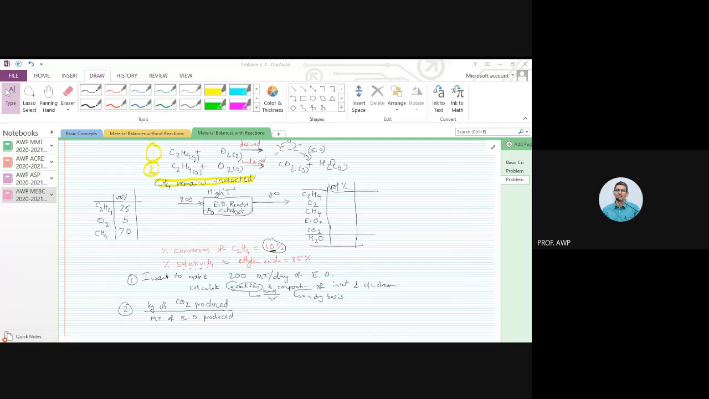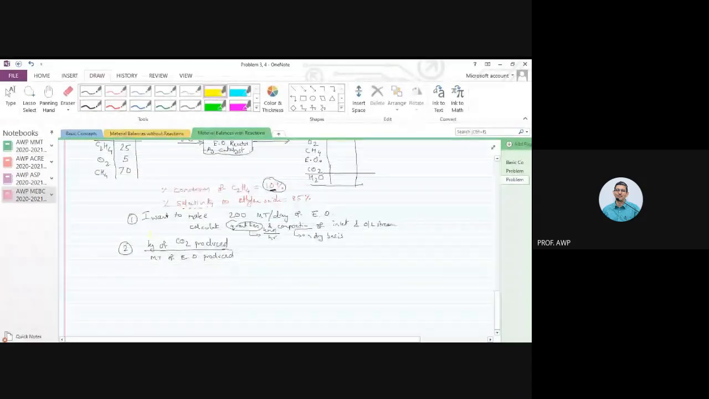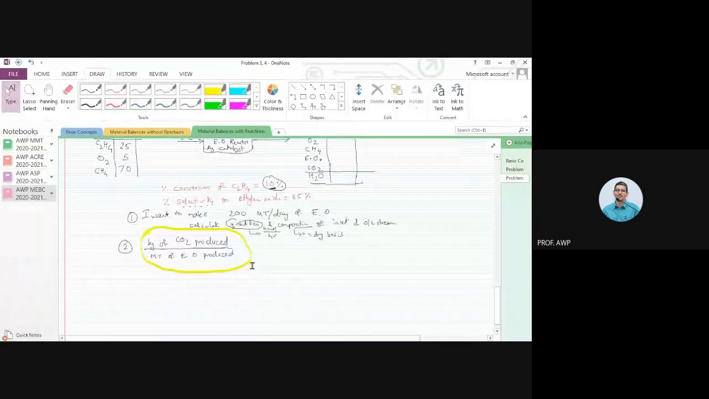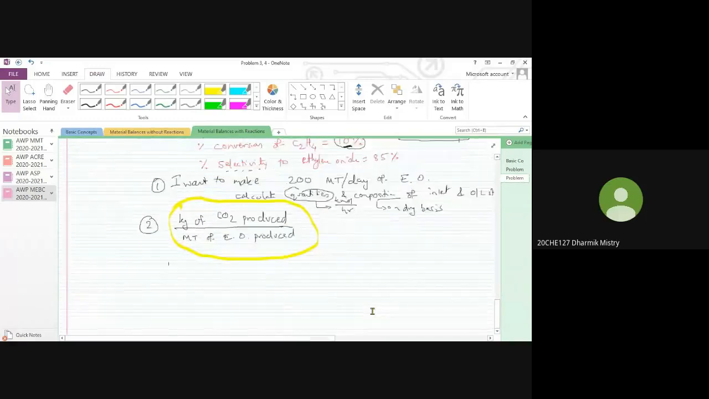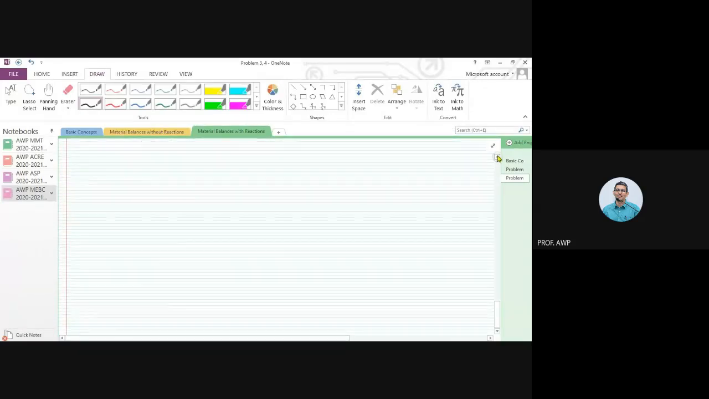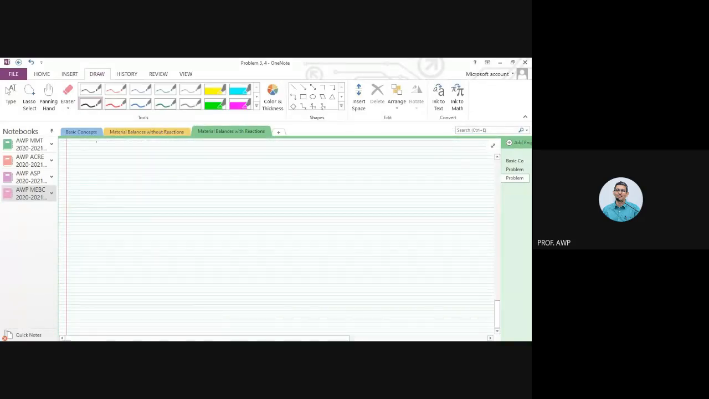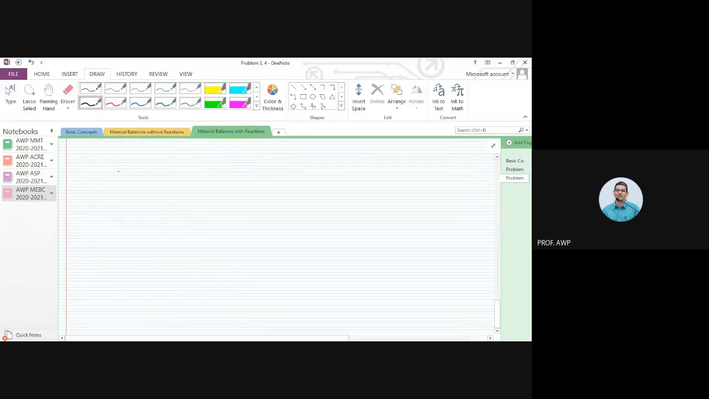Now, the point that I wanted to make is why we are worried about things like this. Why do you think we are worried about how many kgs of CO2 are produced? For environmental pollution, sir, pollution control. CO2 is a greenhouse gas, and nowadays everybody is talking about how much CO2. So this is the second problem, if you want.